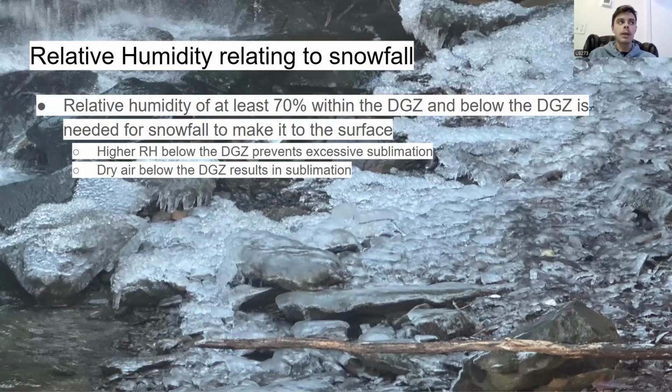We do know that in the upper levels, we do have water that is frozen, but the question is, is this snowfall going to make it to the surface or is it going to sublimate? That can happen if we have dry air. So there can be sublimation occurring if there's dry air or too low of relative humidity below the dendritic growth zone.